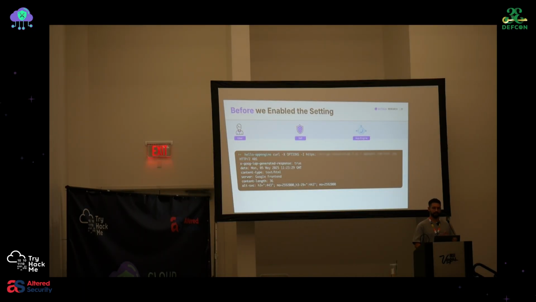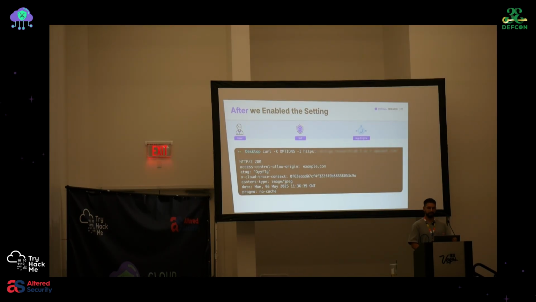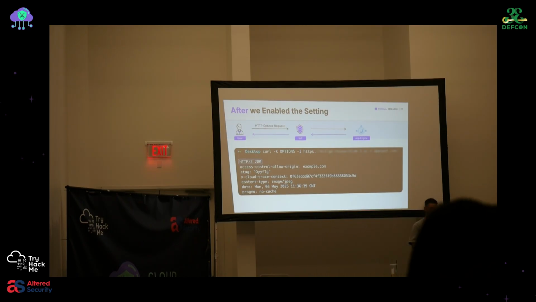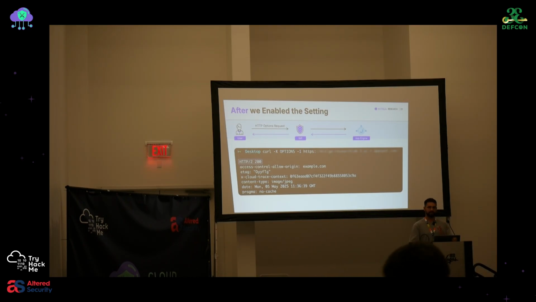So this is before we enabled the setting. The user tries to send an HTTP OPTIONS request to the application, but the request is unauthenticated, so IAP blocks the request. And after we enabled the same setting, Allow HTTP Options, the user can send the exact same request, bypass IAP, and reach the application without a token. And after we enable the setting, it means that only HTTP OPTIONS requests can go through IAP. Any other request, like a GET request, POST request, or any other type, is still blocked by IAP if it's unauthenticated.